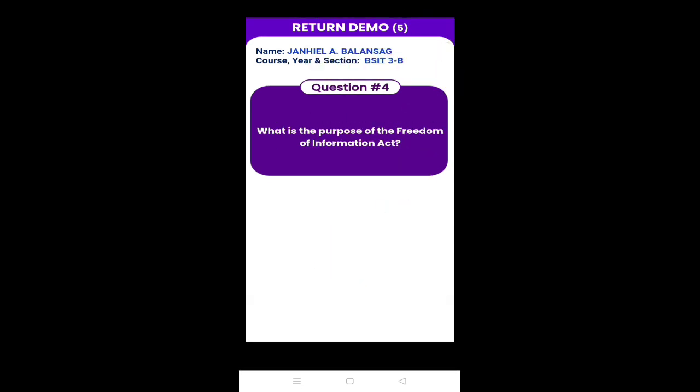Question number 4. What is the purpose of the Freedom of Information Act? So the proposed Freedom of Information, or should I say FOI, Act aims to mandate the disclosure of public documents. The proposed bill also outlines the exceptions for public disclosure and the procedure for accessing the public documents.